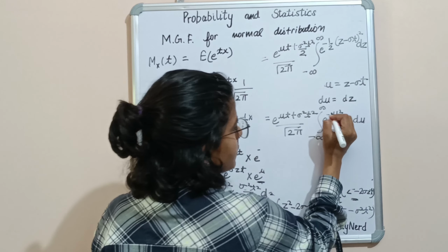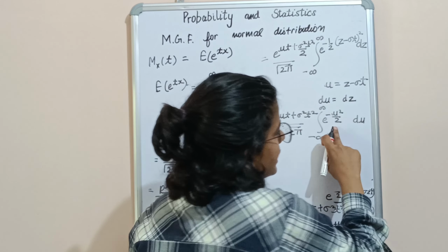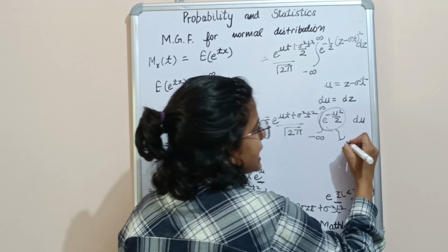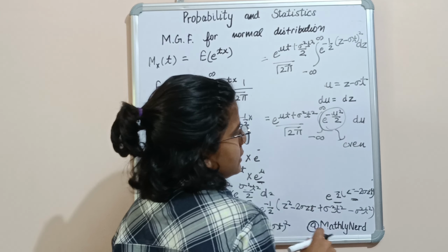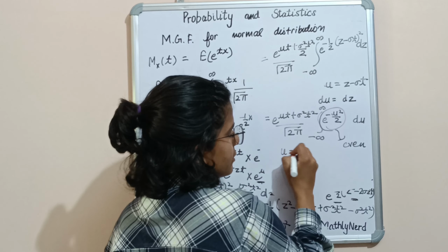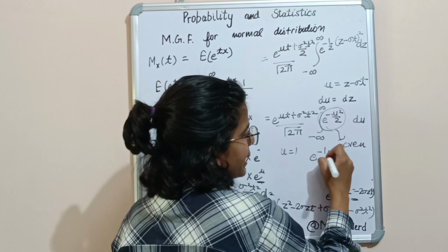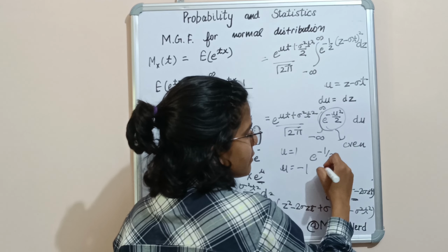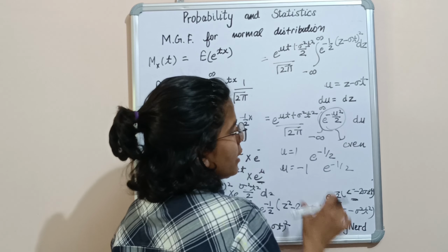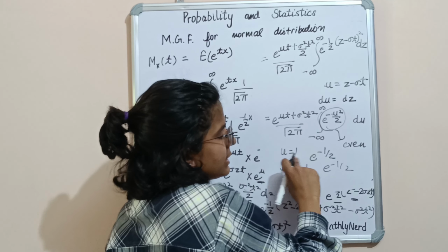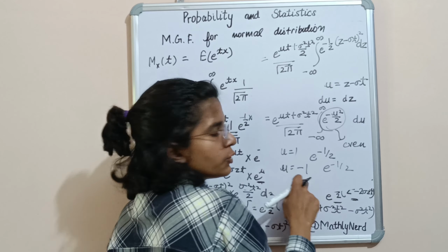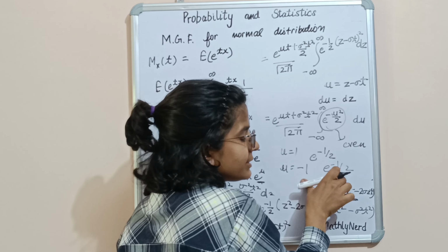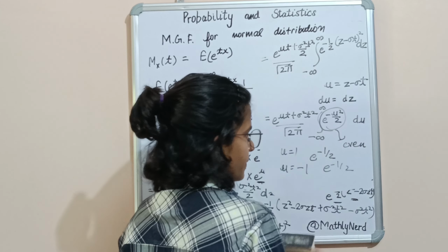Now, e raised to power minus u square by 2. This function is an even function. Let's say we put the value of u equals 1, so this will be e raised to power minus 1 by 2. And if we put u equals minus 1, this will be e raised to power minus 1 by 2 again. Now, it doesn't change its value upon the sign. If they have the same magnitude but opposite sign, its value is not changing. So it is an even function.